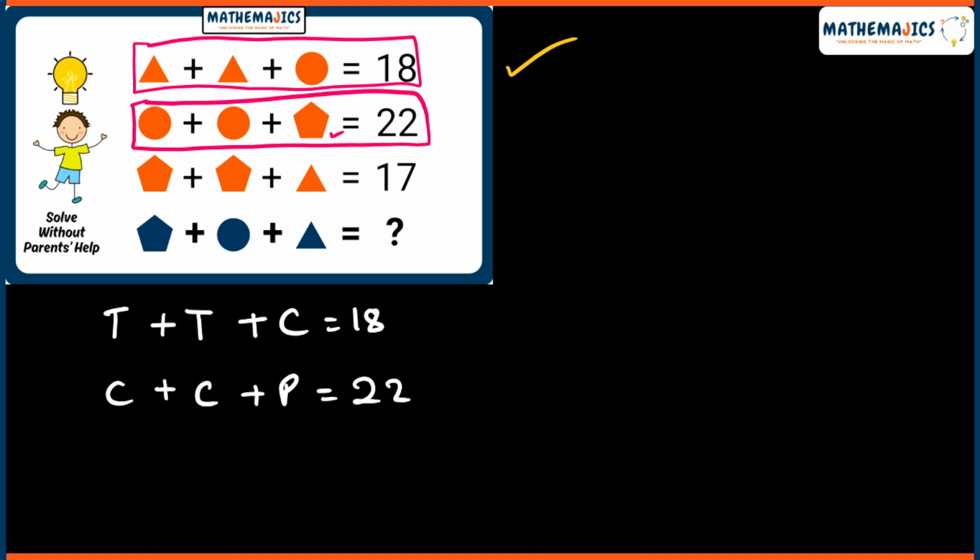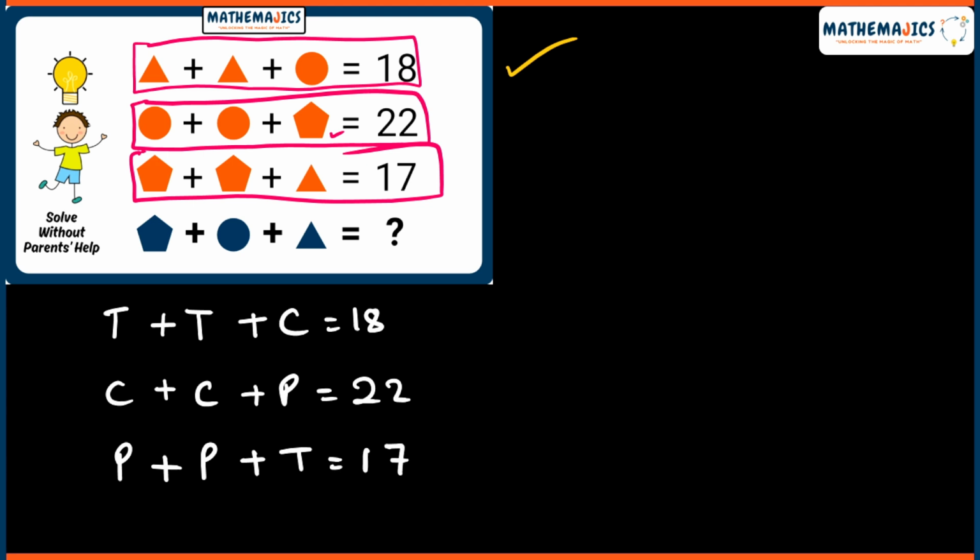What is the third equation? The third equation is two pentagons and one triangle. That means P plus P plus T gives us 17. Okay. And what do we need to find out? We need to find out the value of 1P plus 1 circle plus 1 triangle. We need to find this value.